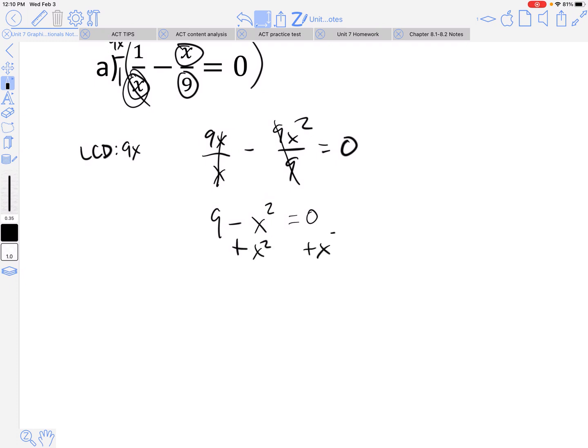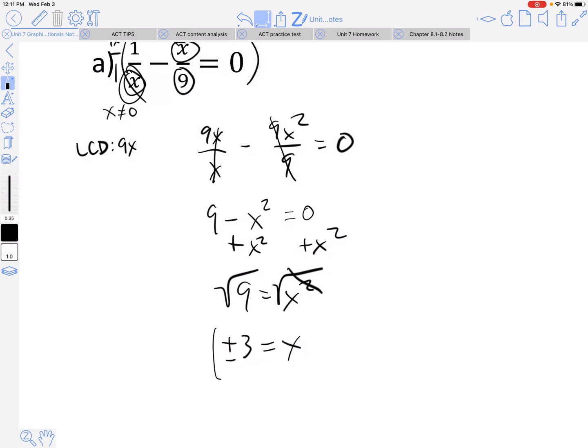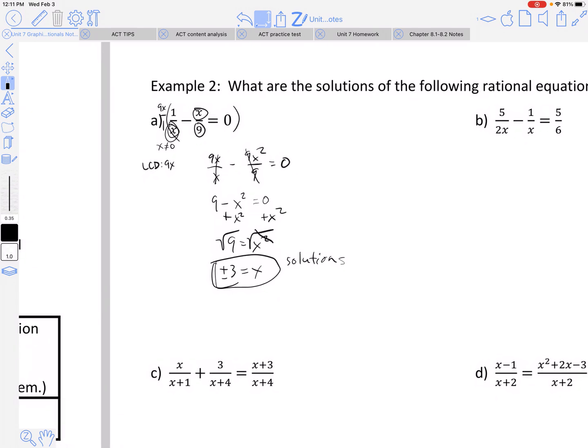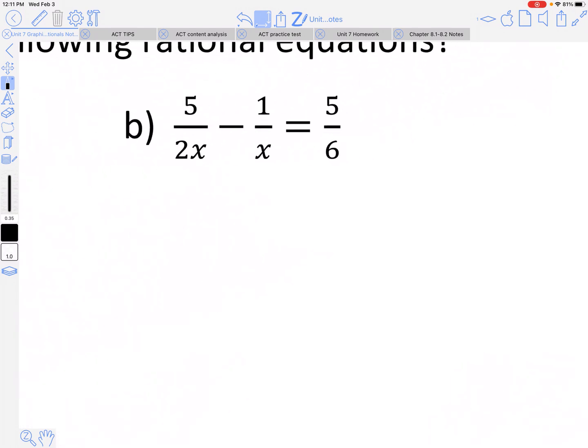All right, so now I'm going to just solve like we did last year. Take the square root of both sides. That gets rid of our square, but also creates a plus minus. So I have positive or negative 3 equals x. Now my excluded value was 0, so I know that these are solutions. I could plug them back in, but I can also check my excluded values. That'll be good also.